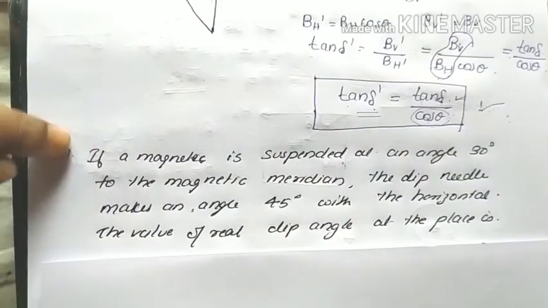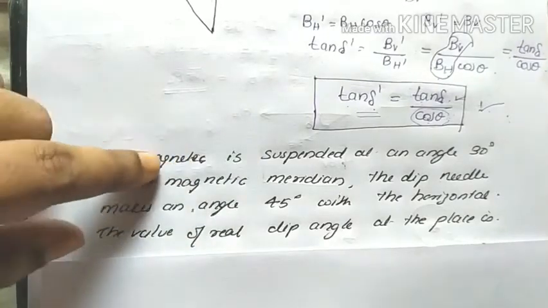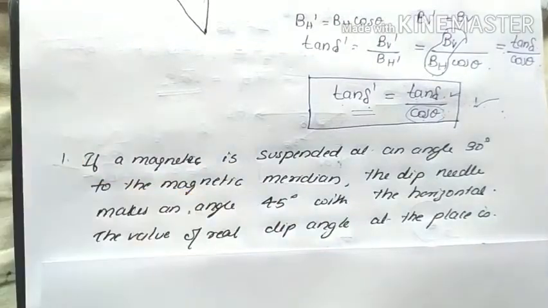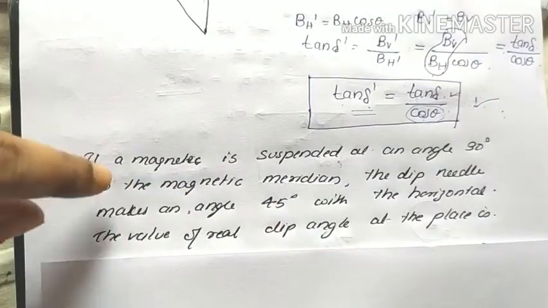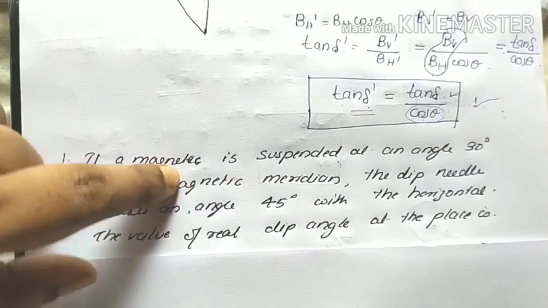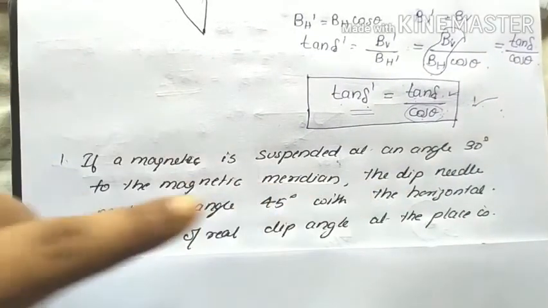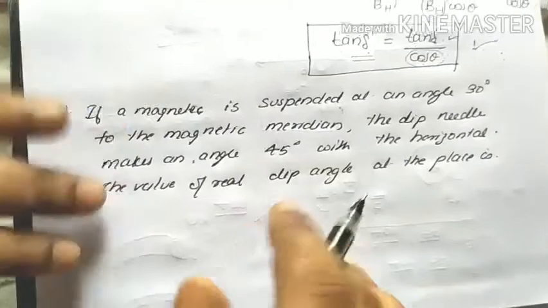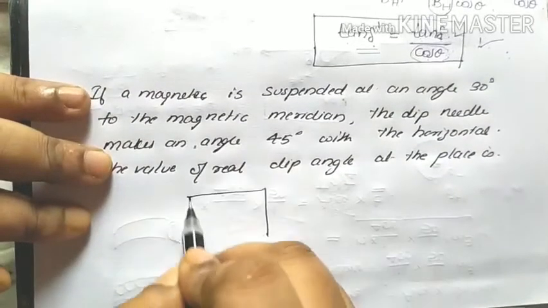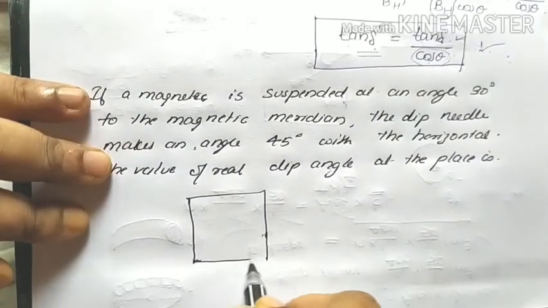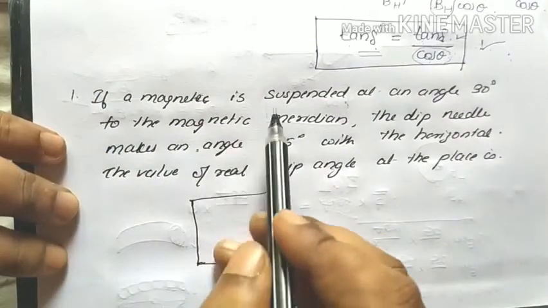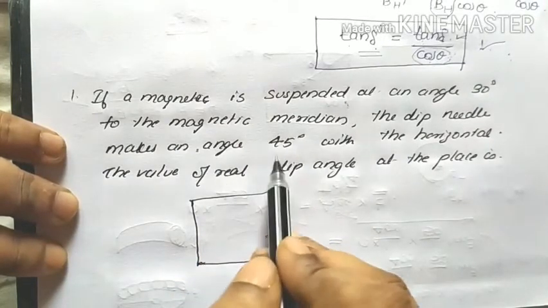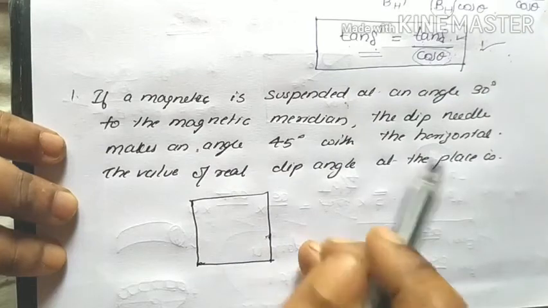The question is: if a magnetic needle, a magnet, is suspended at an angle of 30 degrees to the magnetic meridian, so this is actually a magnetic needle, I hope you understood that. So there is a magnetic needle which is suspended at an angle of 30 degrees to the magnetic meridian. There is a magnetic meridian like this, and the dip needle makes an angle of 45 degrees with the horizontal.